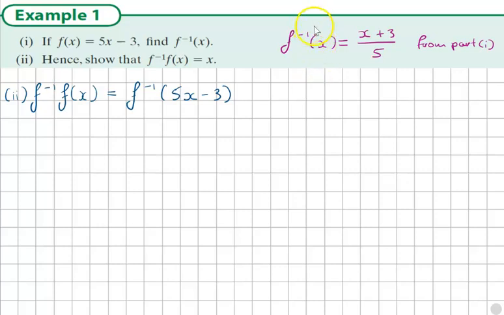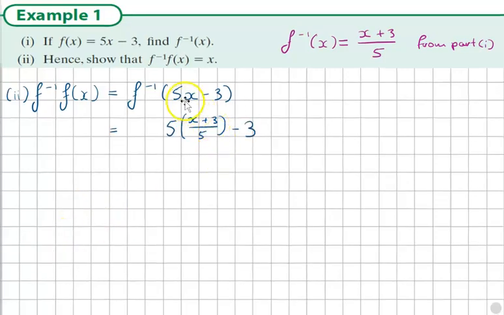And we know from part 1 that the inverse function of x is x plus 3 over 5. So we're going to substitute that into 5x minus 3. So replacing that x for a set of brackets, make sure you use brackets. We have 5 multiplied by x plus 3 over 5 minus 3.